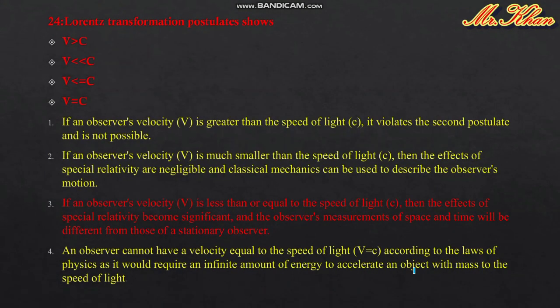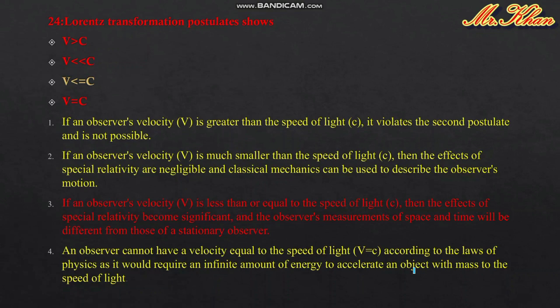Question 24. Lorentz transformation postulates shows V greater than C, V much smaller than C, V less than or equal to C, or V equal to C. If an observer's velocity, v, is greater than the speed of light, c, it violates the second postulate and is not possible. If an observer's velocity, v, is much smaller than the speed of light, c, then the effects of special relativity are negligible and classical mechanics can be used to describe the observer's motion.